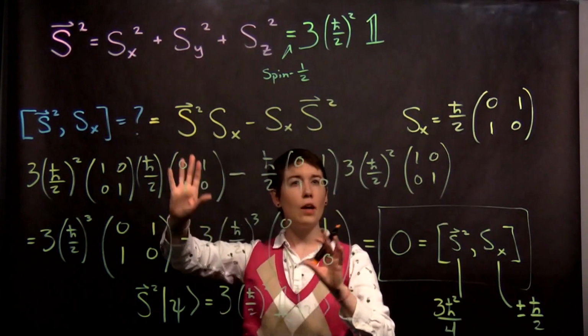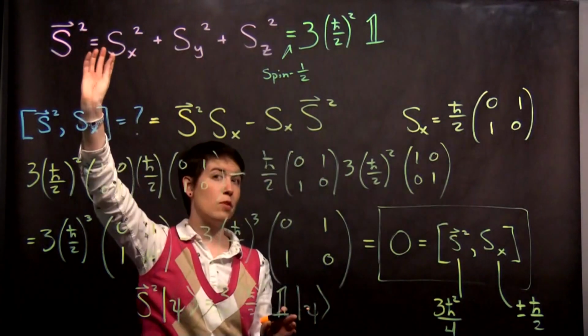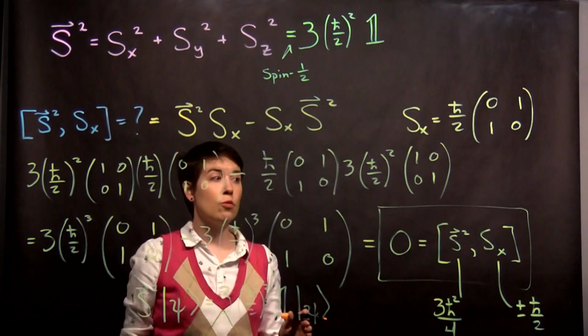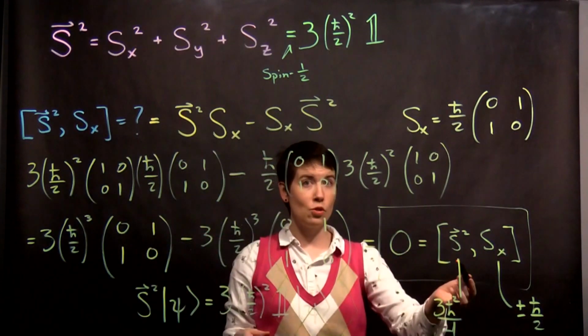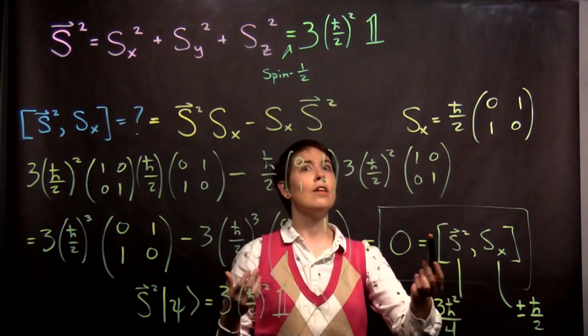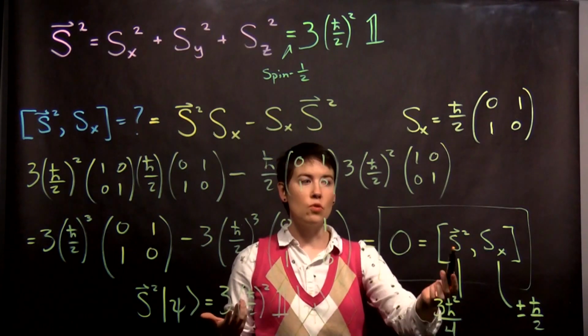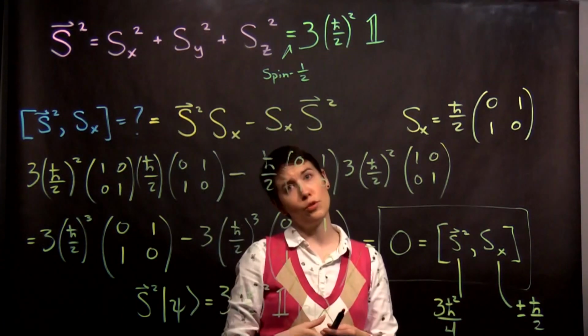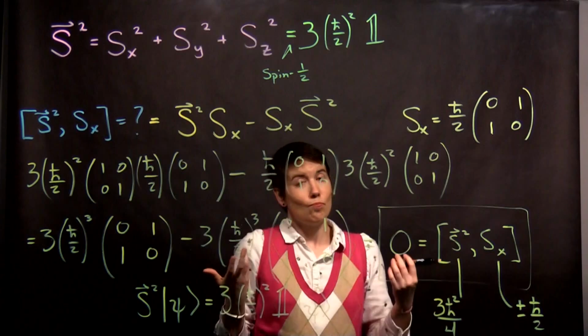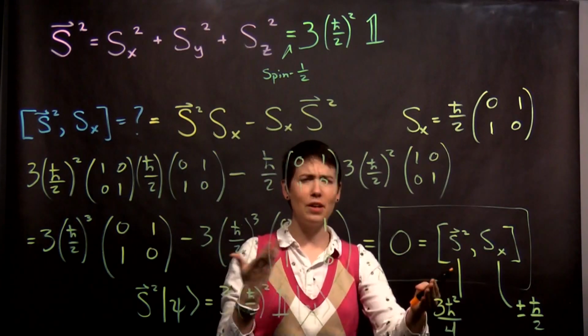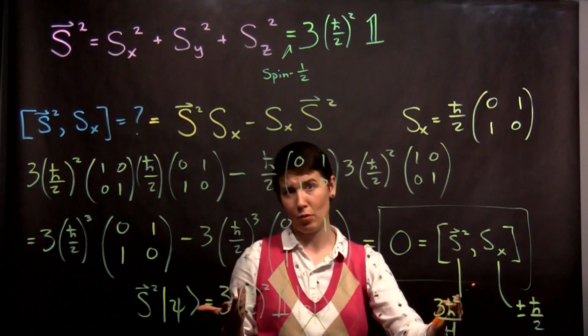So I hope that that helps a little bit understand what this operator is. In fact, you can go through and calculate the commutation relationship with Sy and Sz. They also work out to be 0. So this commutes with any of the individual directional operators, and that's useful and important, and again, a little bit obvious when this is just telling you that it's a spin 1/2 particle.